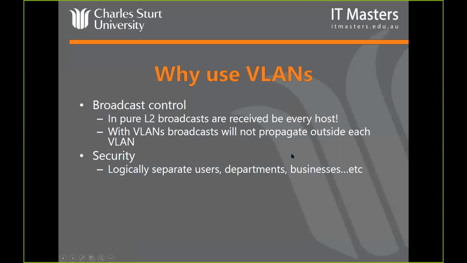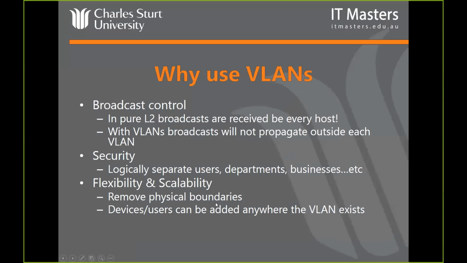So why do we use VLANs? A few reasons that you need to know about for CCNA, and there are some others, but these are the ones you need to know. Broadcast control. In a pure layer 2, broadcasts are received by every host. When we implement VLANs, broadcasts won't propagate outside their own respective VLAN. For security, it enables us to logically separate users, departments, businesses by whatever construct we want to use.